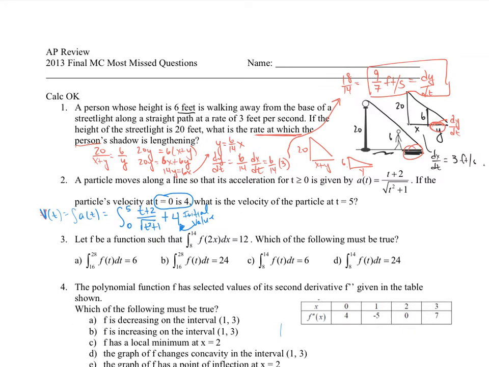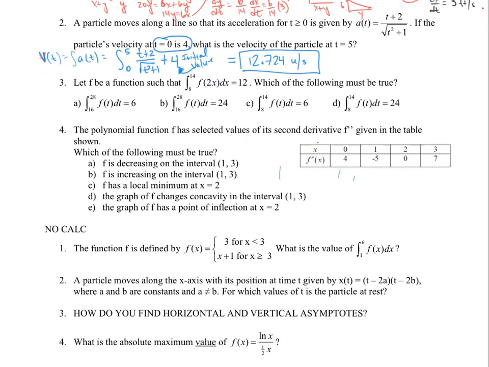So, since this is a calculator OK question, as noted, you can just completely do this whole thing on your calculator and enter it in, and you will get a value of 12.724. They don't give me any units, so we'll just say units per second. Okay, so 12.724 on this one. Again, you could just do this one on your calculator since it indicated that this was a calculator OK portion. All right, let's move on to number 3.